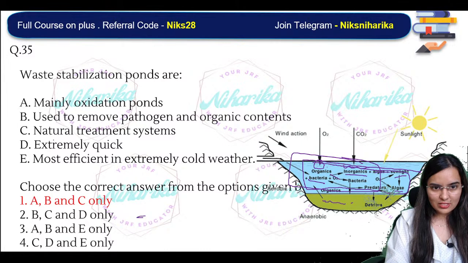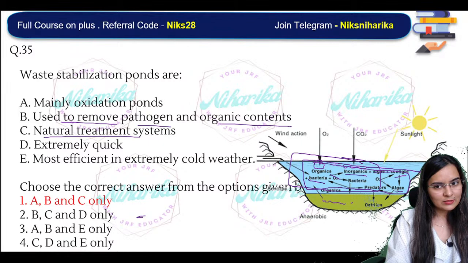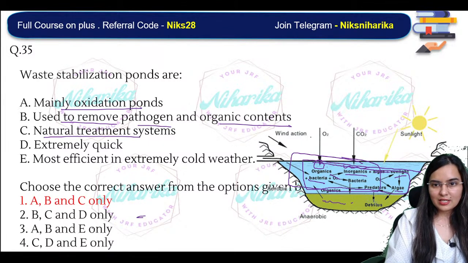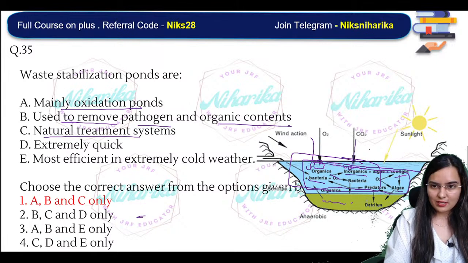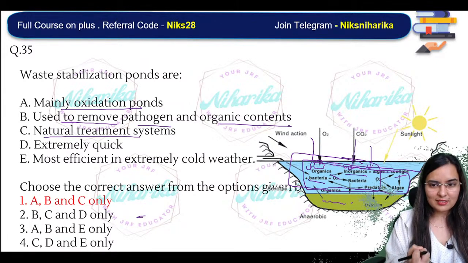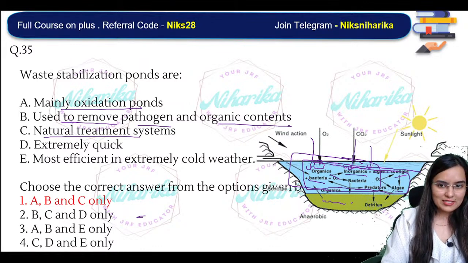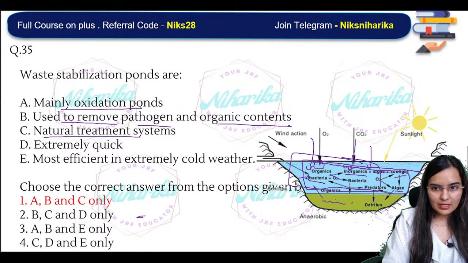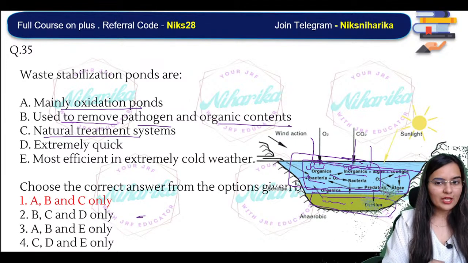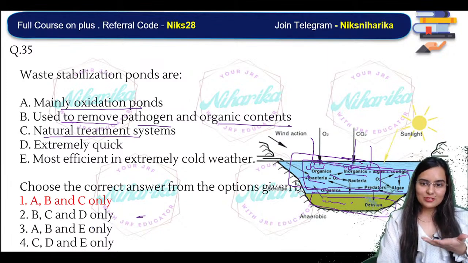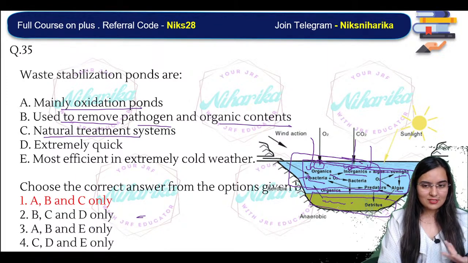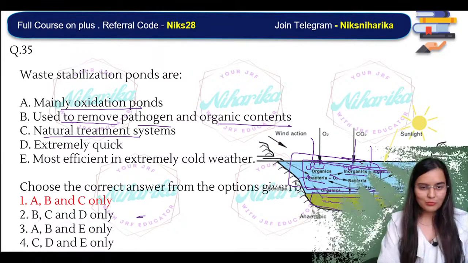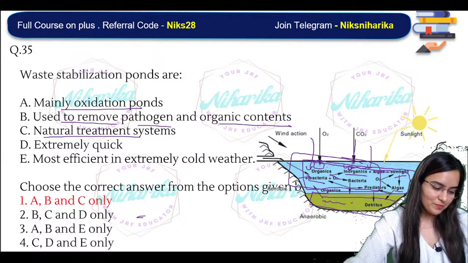Okay, so that's why it is a natural treatment system. It is used to remove the pathogen and organic contents. These are mainly oxidation ponds, because now oxygen can be there inside the water. Okay, because it has space to keep the oxygen. Remaining debris, remaining waste, remaining inorganic, what do you call it, sediment, that is there at the bottom of the pond. Yeah, Pac-Man.